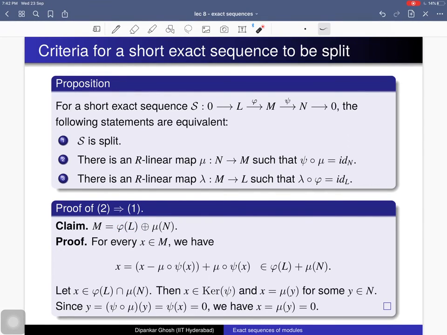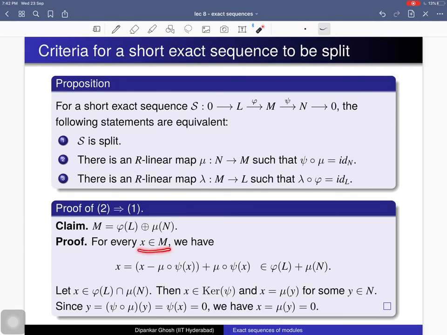So, the most natural choice, using this module homomorphism, for a submodule of M that we can consider is just the image of mu, that is mu of N. Okay. So, we claim that M is the internal direct sum of phi of L and mu of N. So, let us prove this.